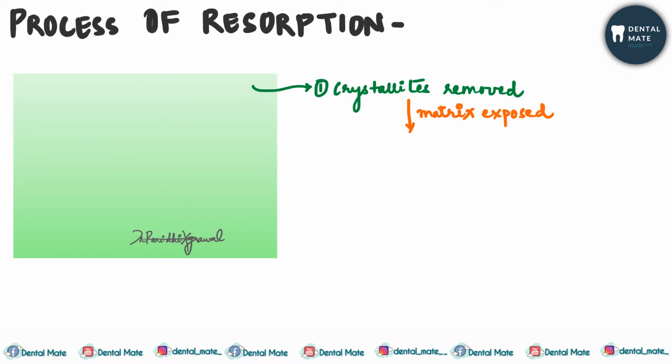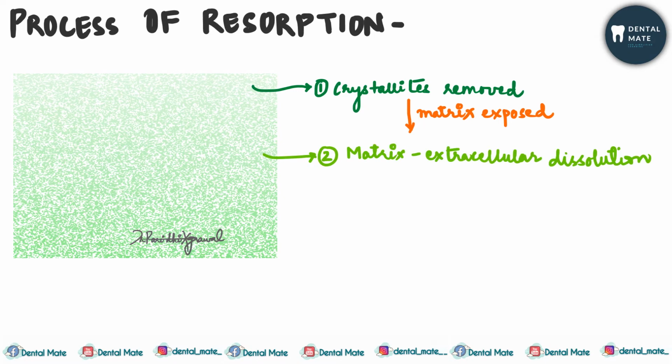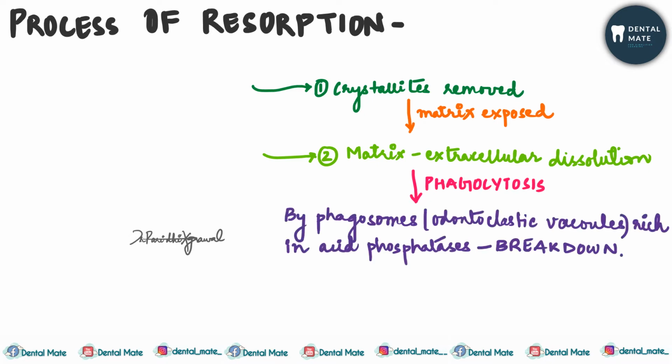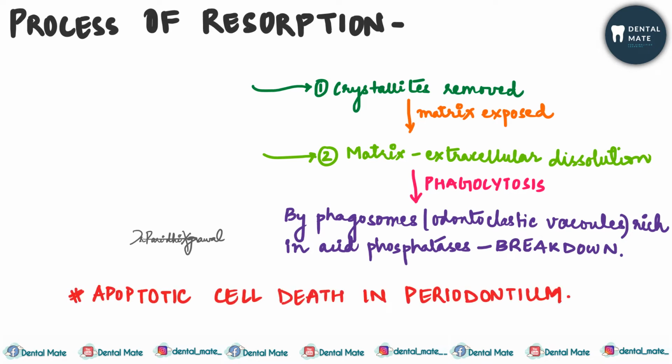And in the second step, the organic matrix is removed by extracellular dissolution into small molecules. There occurs phagocytosis of these organic molecules by odontoclastic vacuoles, which are rich in acid phosphatases. So they break down the ingested material, and along with that, there occurs abrupt periodontal ligament destruction without the accumulation of inflammatory cells. That is, there is apoptotic cell death in the periodontium.